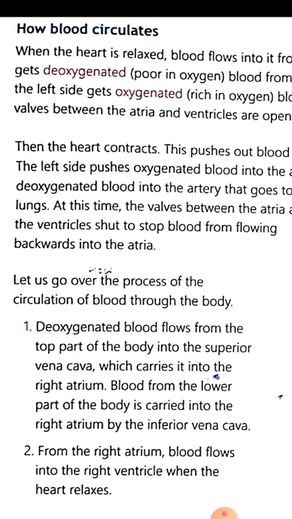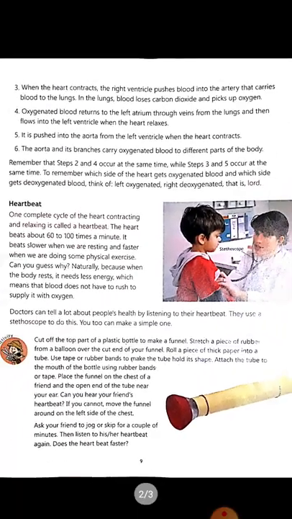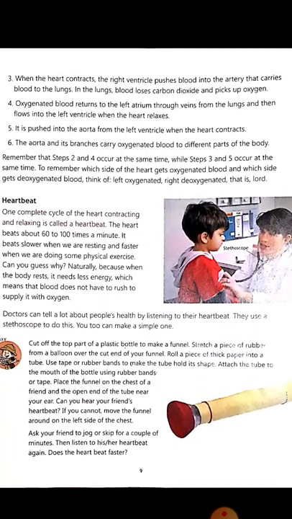Next, from the right atrium, blood flows into the right ventricle when the heart is relaxed. Third, when the heart contracts, the right ventricle pushes blood into the artery that carries blood to the lungs. In the lungs, the blood loses carbon dioxide and picks up oxygen.